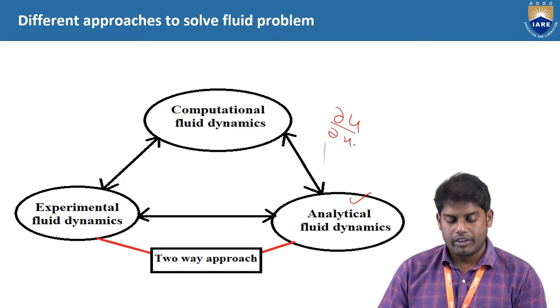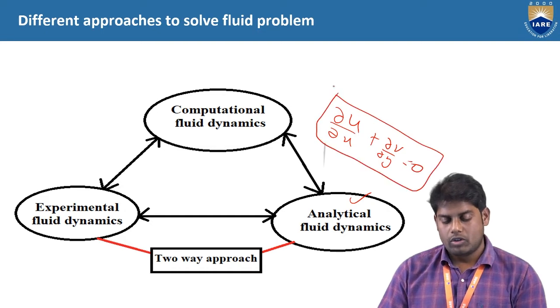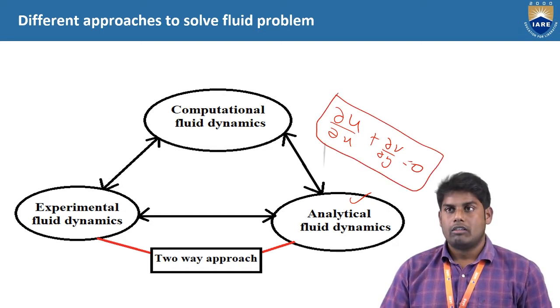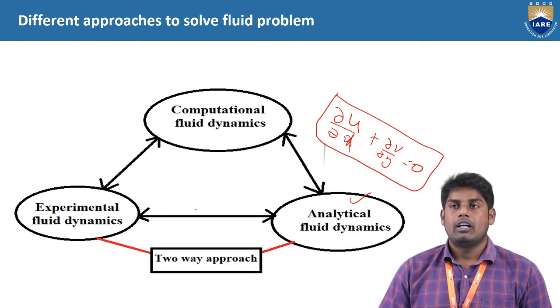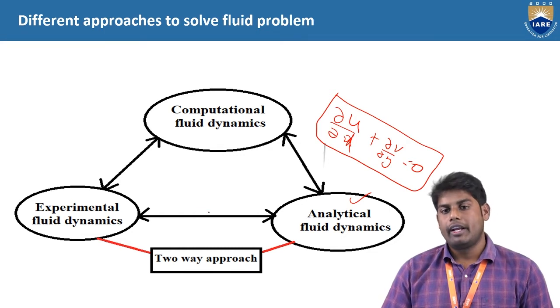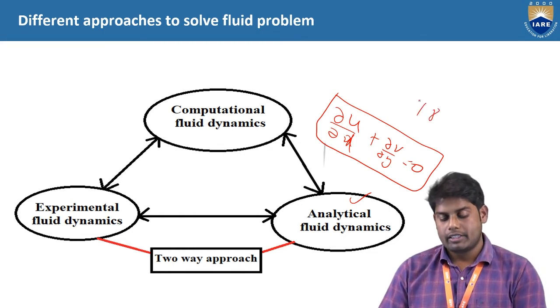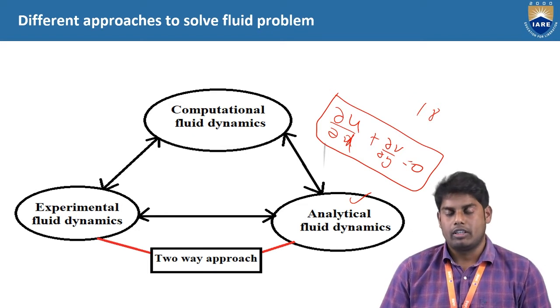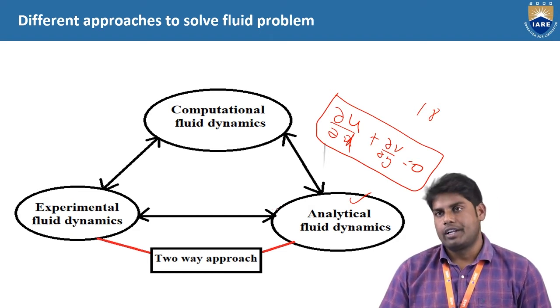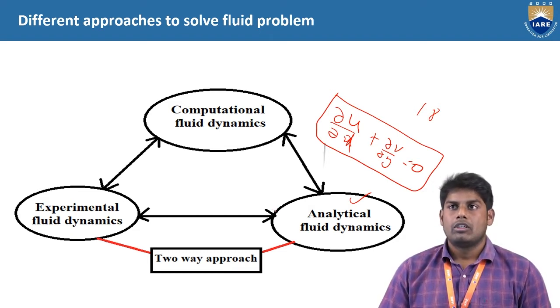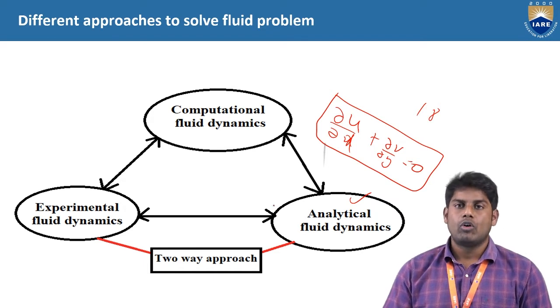Let's say you have a continuity equation, du by dx plus dv by dy is equal to 0. So this equation is like the incompressible continuity equation. People used to solve these kinds of equations in the 18th or 17th century, in those eras, using hand calculations. So those are analytical fluid dynamics. They used to solve these equations to see what is the effect of fluid over any body.